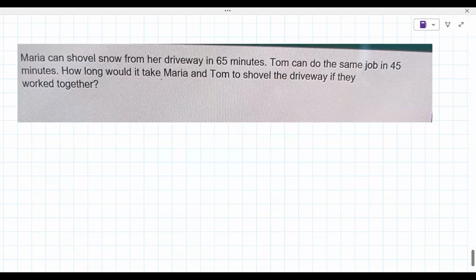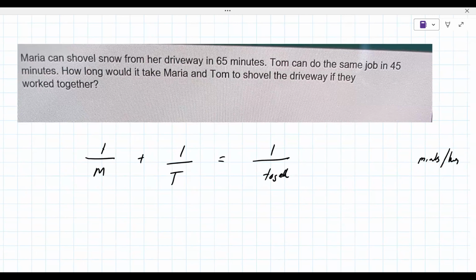The formula here is 1 over the first person's time plus 1 over the second person's time equals 1 over the time together. Now, does the answer show as minutes or hours? Minutes. Okay, good. So 1 over 65 plus 1 over 45 equals 1 over x. You're welcome to solve this if you want. I don't know what it is, but I'll guess it's like 30 minutes or something like that.